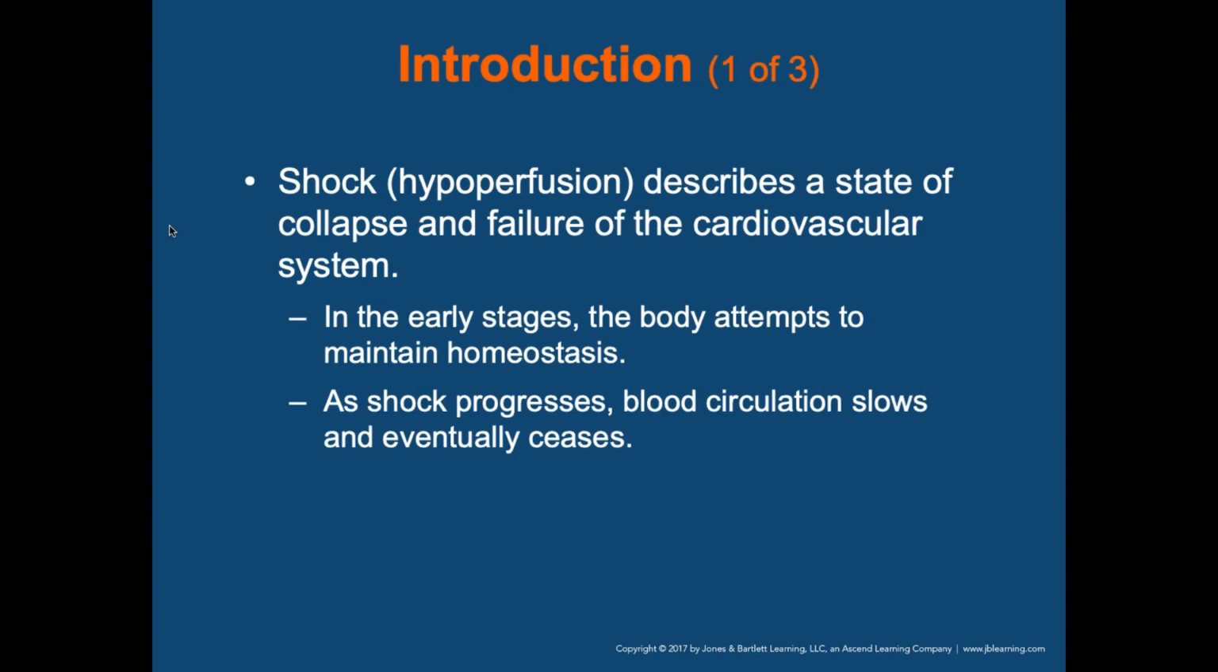So shock, which is hypoperfusion, describes a state of collapse and failure of the cardiovascular system, otherwise known as an inadequate state of tissue perfusion. In the early stages, the body attempts to maintain what they call homeostasis. Homeostasis is like us on an even playing ground, because everything's all the same. Any deviation of homeostasis causes problems, and we'll talk about that in a little bit. As shock progresses, blood circulation slows down and eventually ceases. And we'll talk more about shock and how it protects the vital organs when we start talking about shunting of blood.